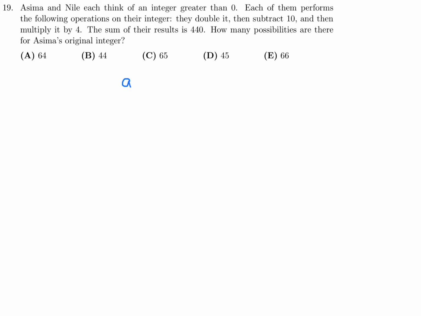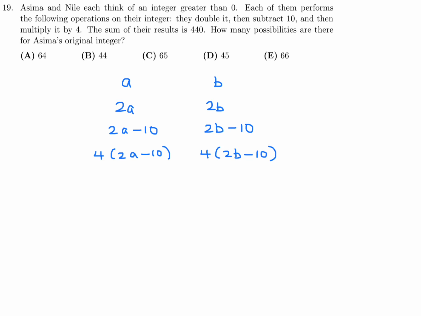Let's call them A and B for Asima and Nile. First, they double their numbers. Then they subtract 10 from those results. And then they multiply the result by 4. And then what they're doing is adding them, and they're saying that is 440. Okay, I think that is correctly done.